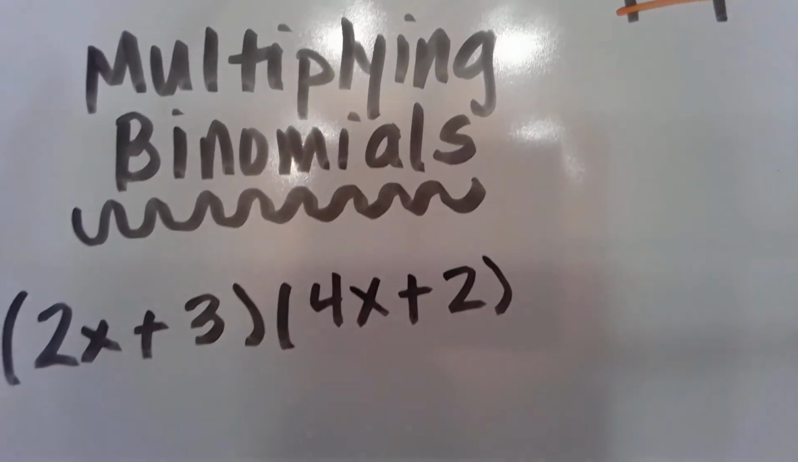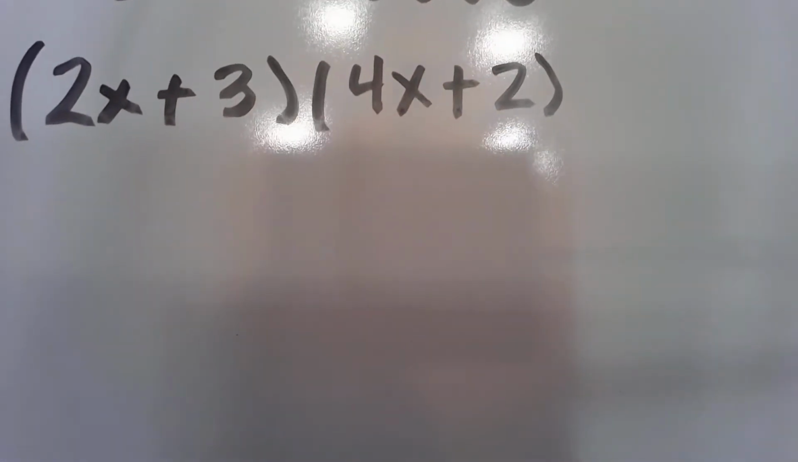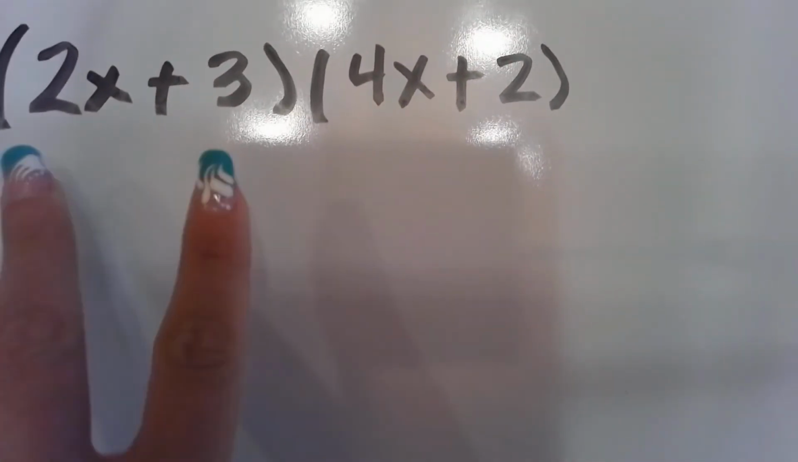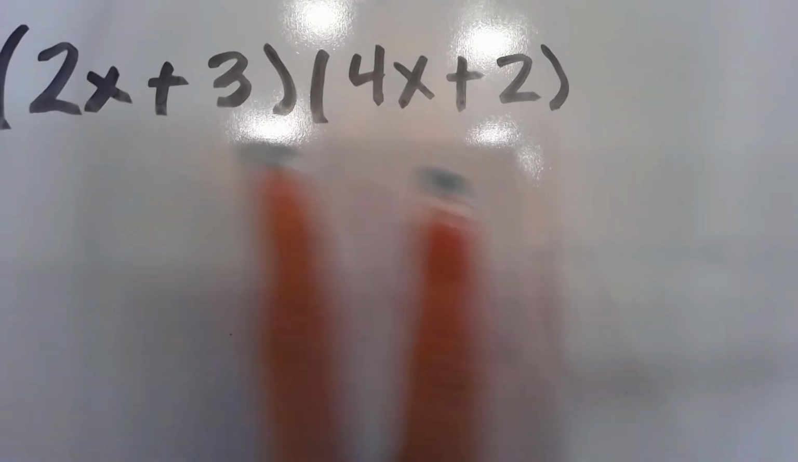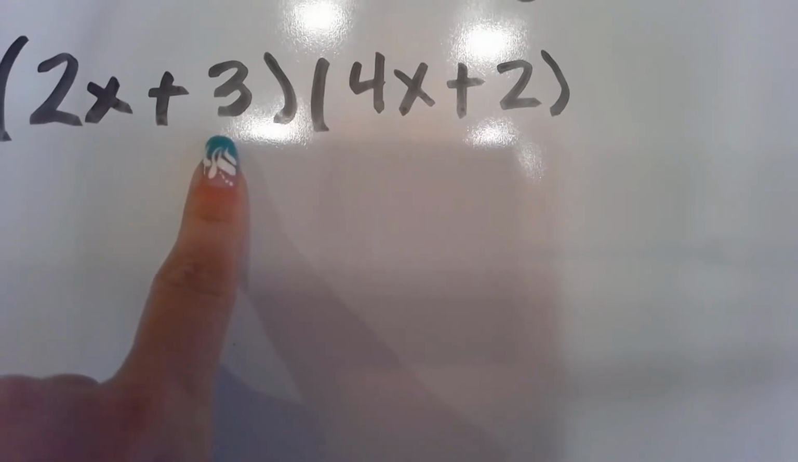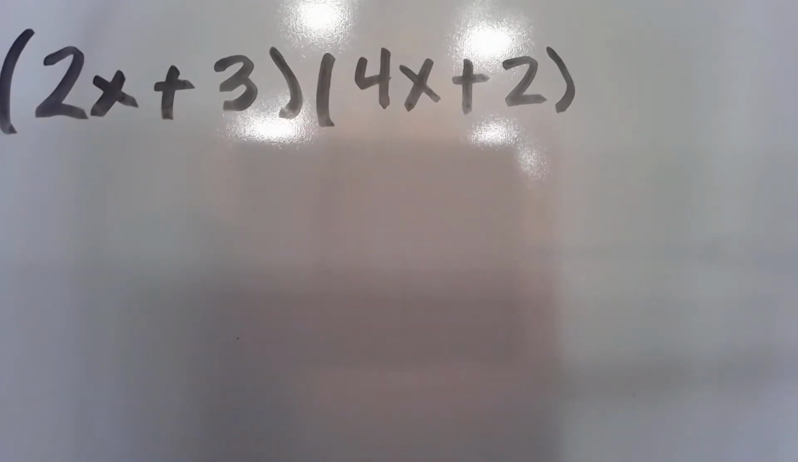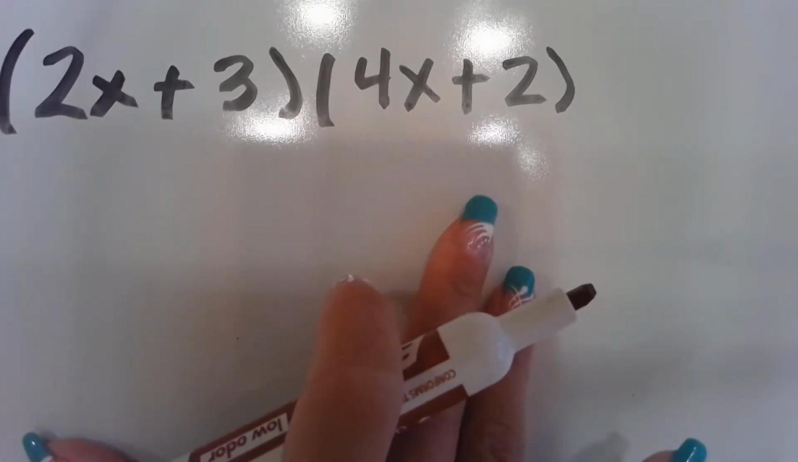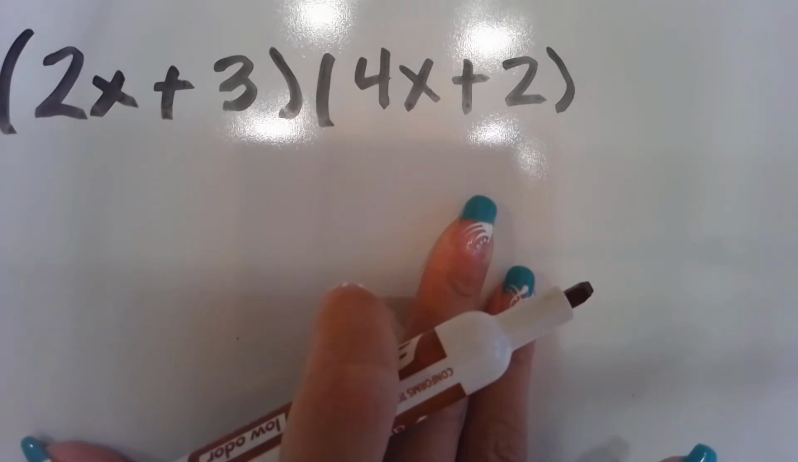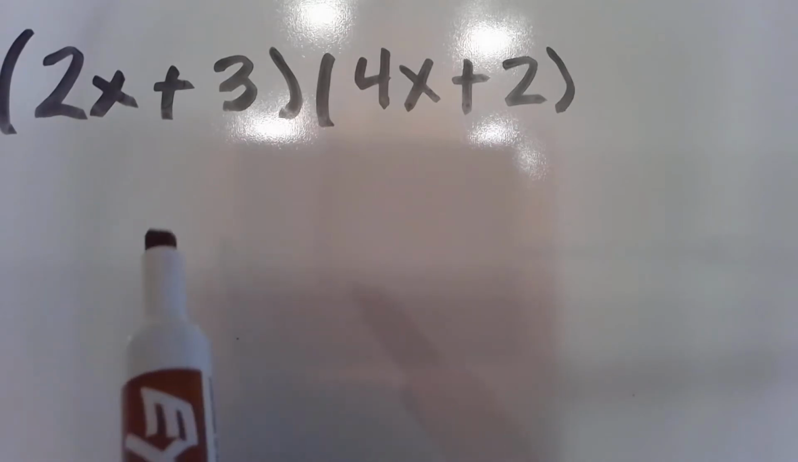So let's go back over here to multiplying binomials. As we can see here in this example, we have a binomial here and we have a binomial here, because there's 1, 2 pieces binomial, 1, 2 pieces binomial, and we are multiplying them. That is what these parentheses are telling us to do. When we multiply binomials, we should use the box method. Box method is a great way to multiply out our binomials.